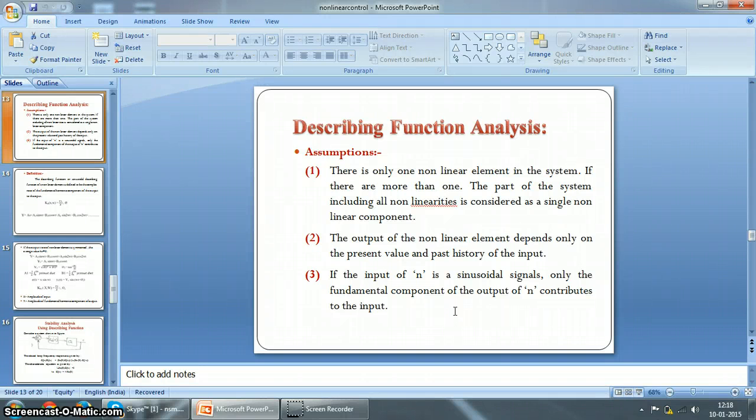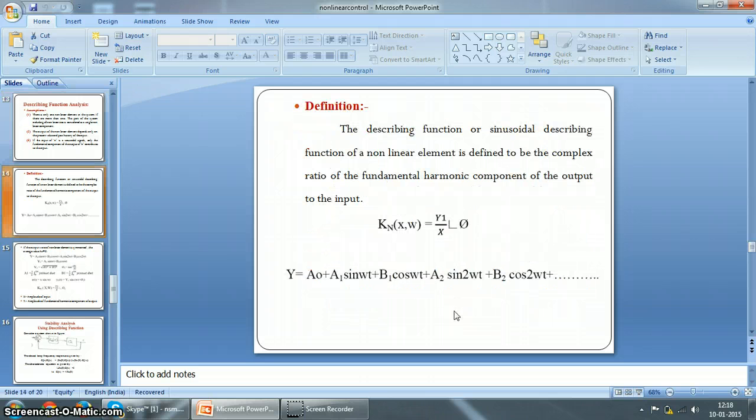In the describing function analysis, we need to make certain assumptions which are listed here. After making these assumptions, we need to frame the describing function. Kn of x comma w is equal to the ratio of the amplitude of the output, nothing but the response, to the input amplitude, with its phase angle considerations, and this is called the describing function. The response is given like this. This mathematical formulation can be done by using Fourier series analysis.